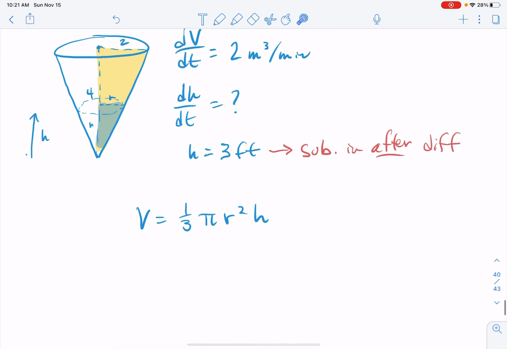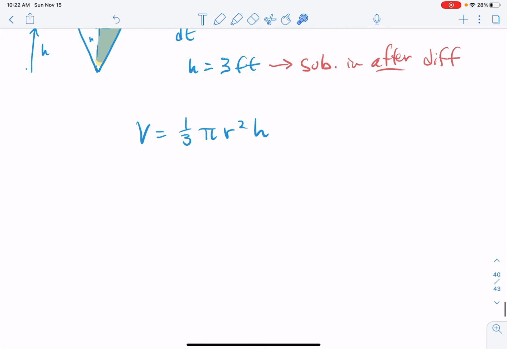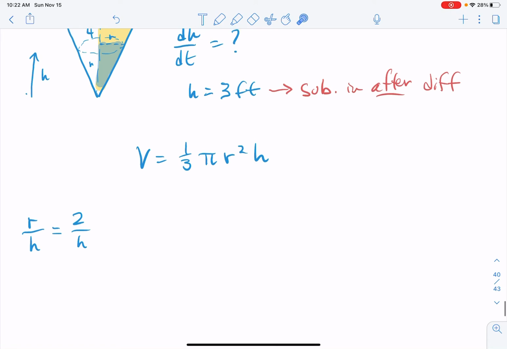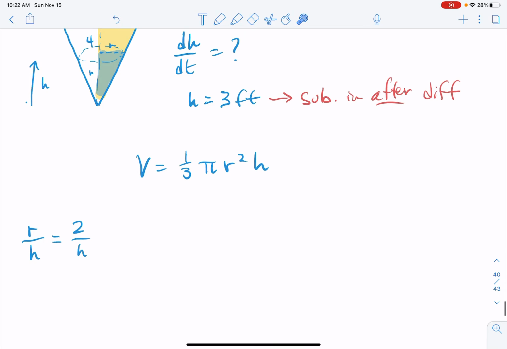The radius to the height should be equal to this 2 to 4 all the time for this cone. So off to the side here, I'm going to write that radius to the height is equal to 2 over 4. Now, I've got a system of equations, and I've got to decide what I'm going to solve this for, because I'm going to substitute it in there. Remember, we need to get rid of the r. We need to get rid of it altogether because we don't have a dr/dt, and we don't have the radius at that particular time. Now we have an equation where we could very easily solve for it.